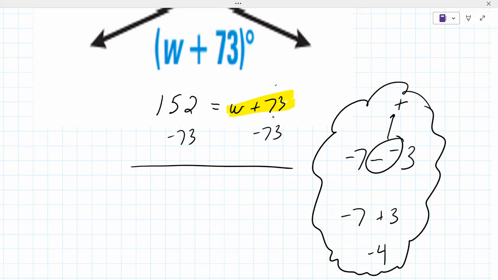Okay, so 79 equals W. W equals 79. Very good.